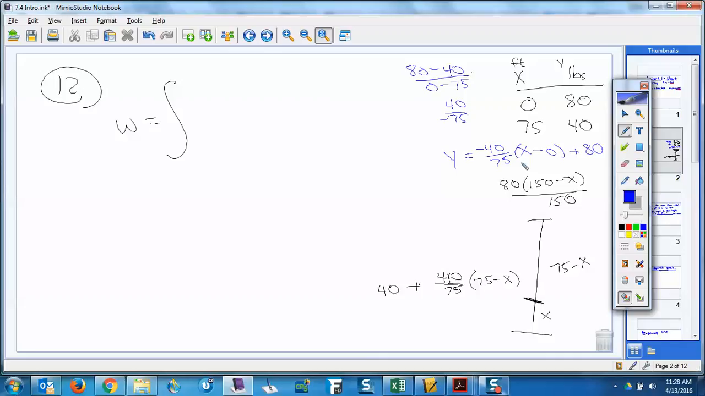Okay? Either way, in this one, we put a 0 in for x. This is going to wipe that out. We're going to get 80. Put a 75 in for x. The 75 cancels. We have negative 40 plus 80, which is 40. So we get those 2 points. But they're all dealing with kind of the same thing. Notice in Jamie's, 80 over 150 is the same as 40 over 75.